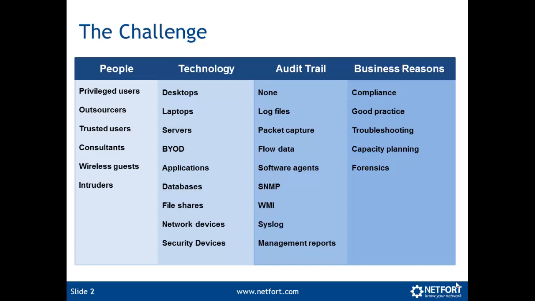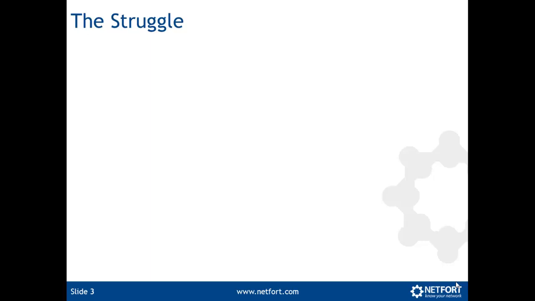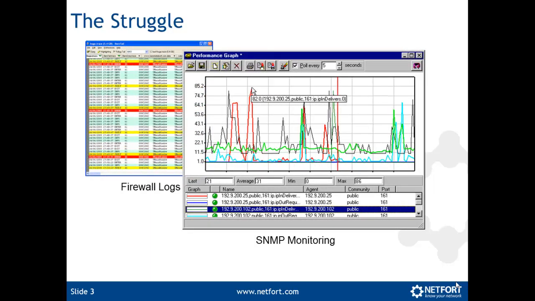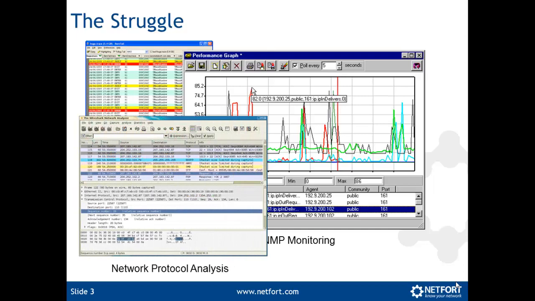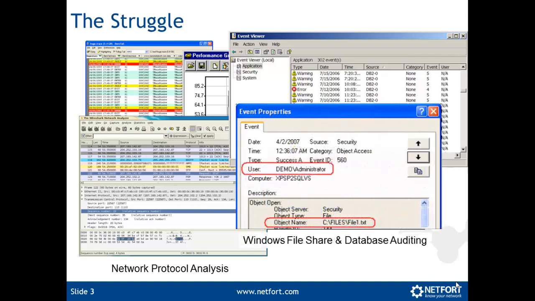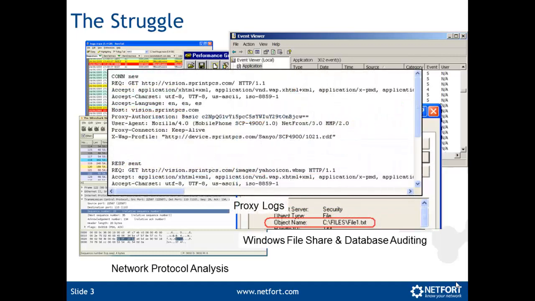Now, this is all great, but when it comes to implementing something to find out what users are doing on the network, it can be a struggle. Because what we'll end up with is logs and firewalls. We may have SNMP monitoring enabled, take a look at protocol analysis. We might look at event logs, maybe enable auditing on our Windows file shares, maybe go to proxy logs. So it's all different formats, all different sources of information. It's all over the place. It's just hard to bring it all together on a single screen.